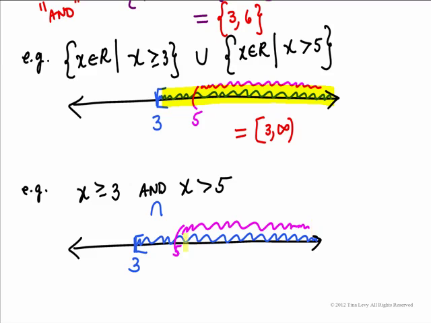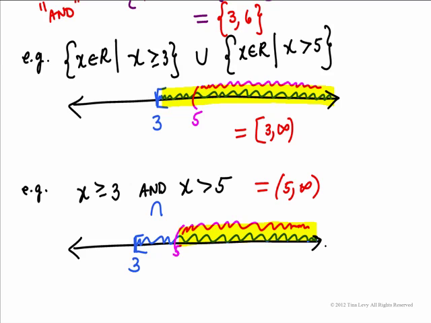So for the intersection, we look at where is the shading common to both. So we have the blue shaded region and the purple. So sure enough, the common region is this. And that's everything from 5 on to infinity. It doesn't include the 5 because the 5 was not in the purple shaded region. So we say that this intersection just becomes the interval (5, infinity). It goes from 5 all the way out.